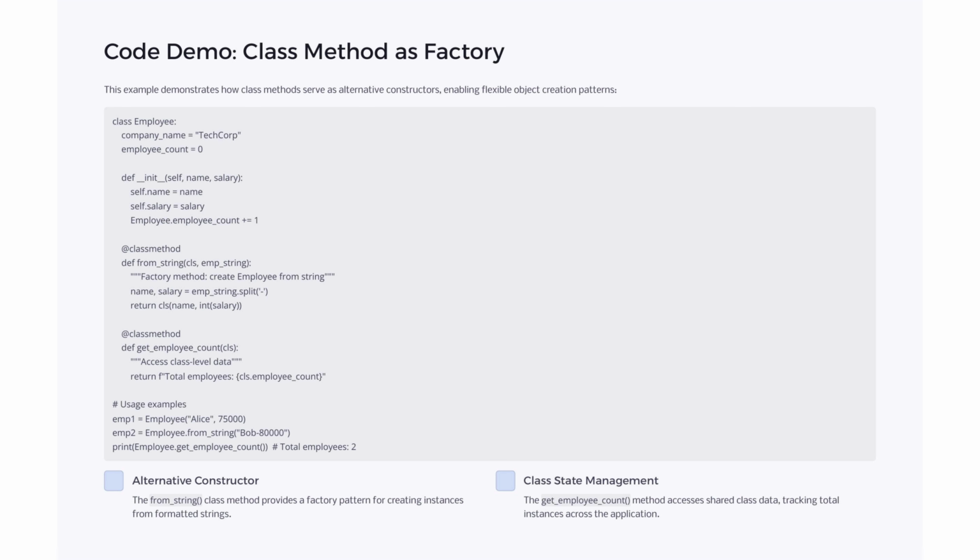The Employee class showcases class methods as alternative constructors. The from_string method allows creating Employee instances from formatted strings, enhancing flexibility. Additionally, the getEmployeeCount method demonstrates class state management by accessing shared data, tracking the total number of instances. This approach exemplifies efficient object creation and class-level data handling.